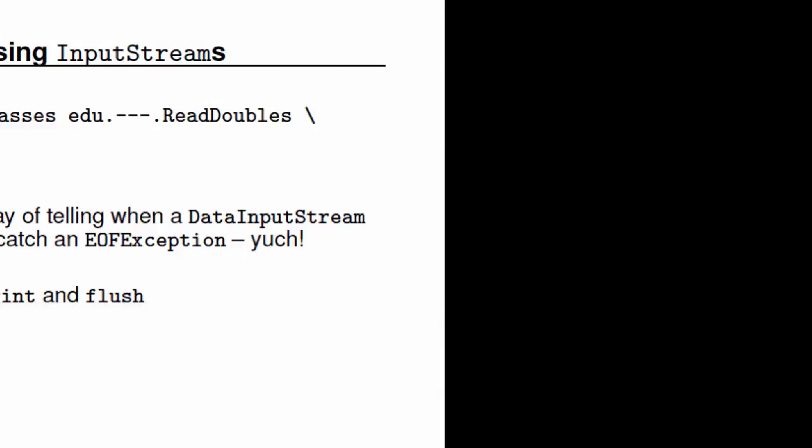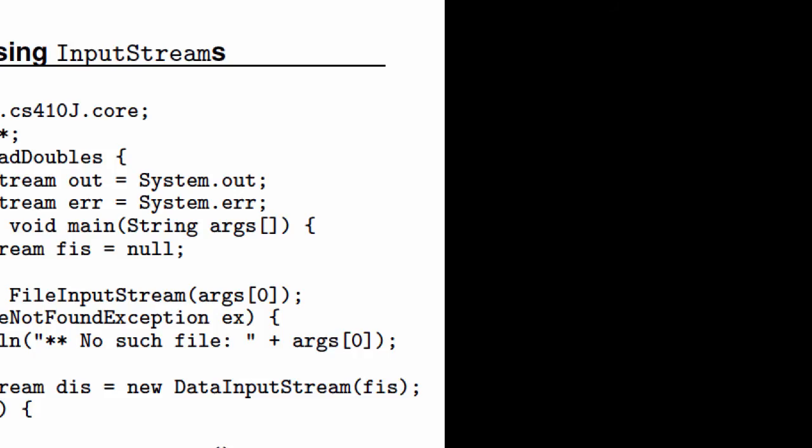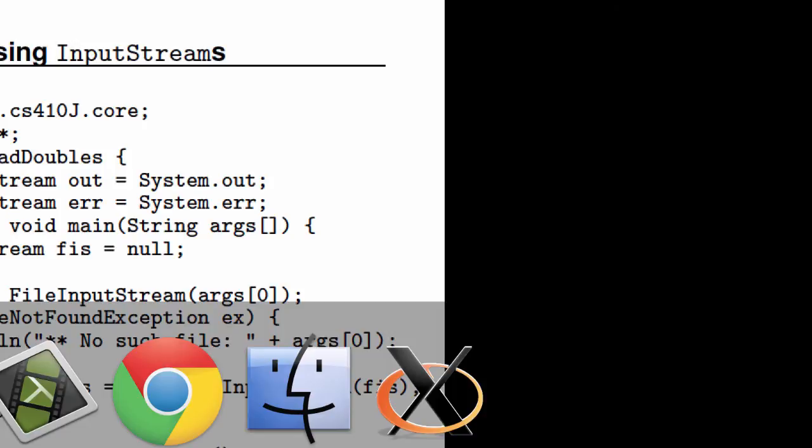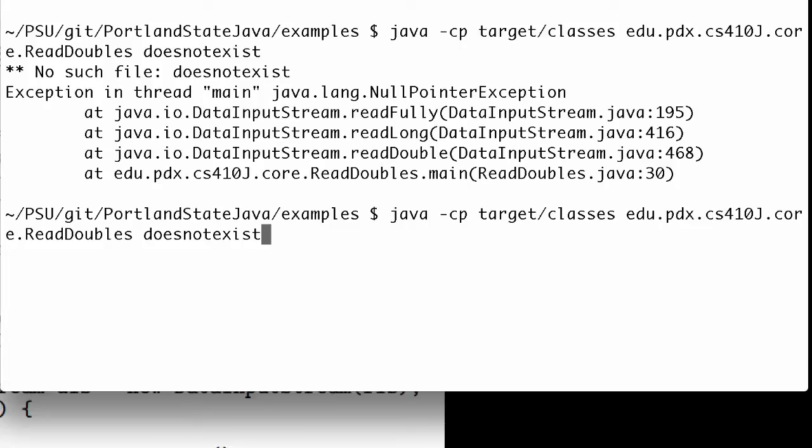And why is that? Because I print out the error, but then I never call System.exit, I never return from the main method. Well, there's a bug. Live coding at its finest here at Advanced Java at Portland State University.